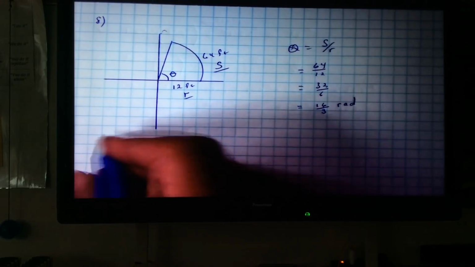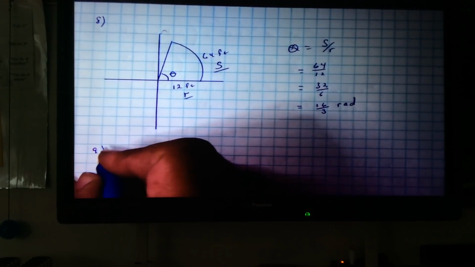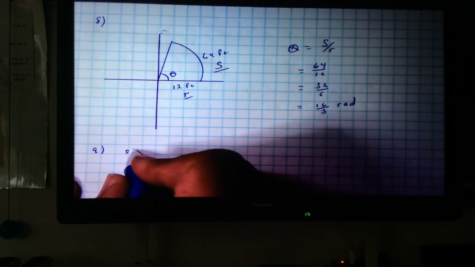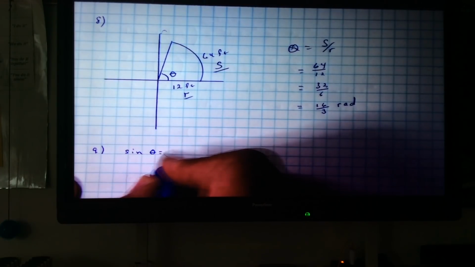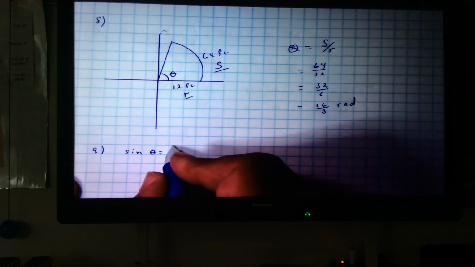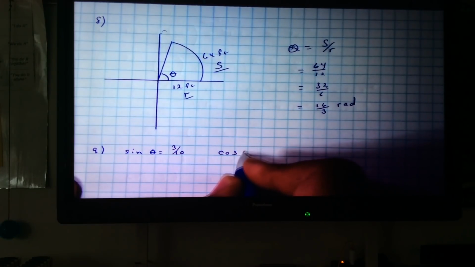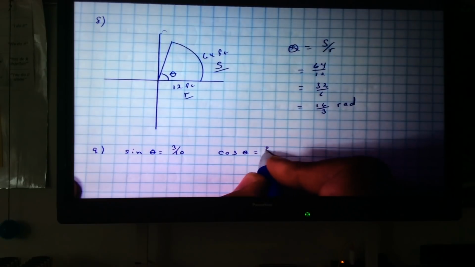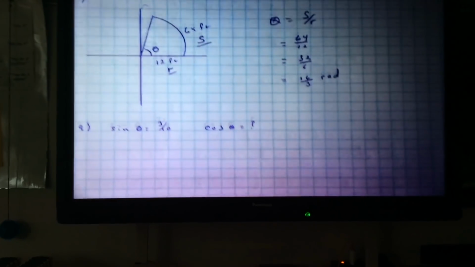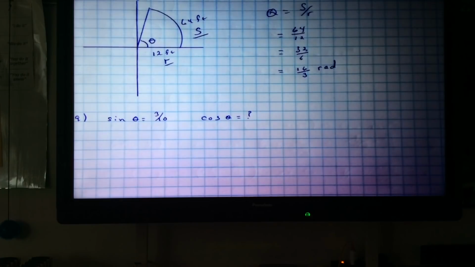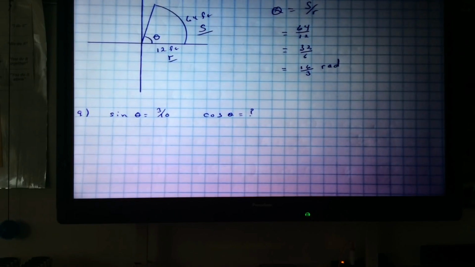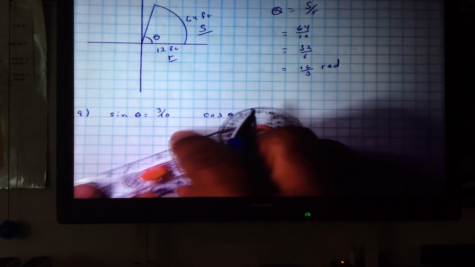Number 9. Sine of theta is equal to 3 over 10, and we want to find the cosine of theta. Now, they give you a little clue here. It says you're in quadrant 1. That means everything's going to be a positive number. X and Y both are positive. So the simplest way to do this is draw yourself a triangle.